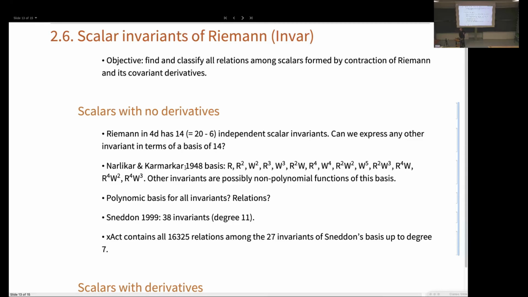As far as I know, the first basis given was by Narlikar and Karmarkar in 1948. And it has this, R is Ricci here, and W is Weyl. So it goes to degree 7. You need to have 4 Riccis and 3 Weyls to have a complete set of information for these 14 scalars. Now, unfortunately, many other scalars might be non-polynomial because this is all based on algebraic things. So lots of square roots, etc. That's bad. So is there a basis such that any other scalar is a polynomial in the basis?